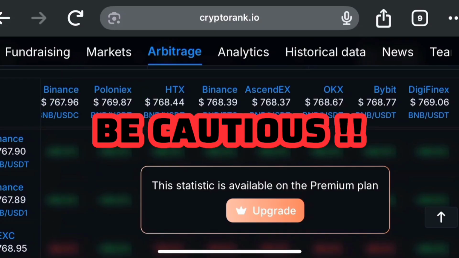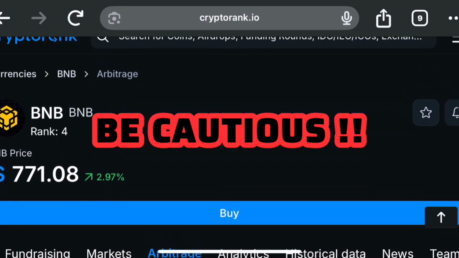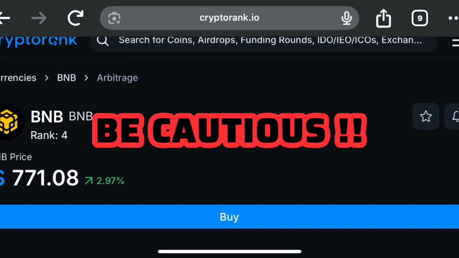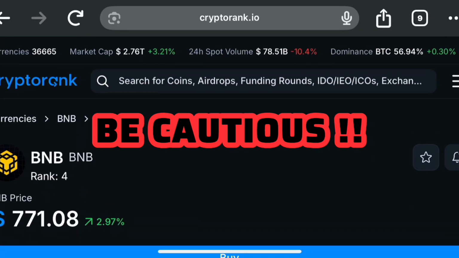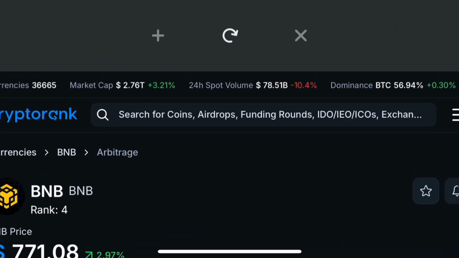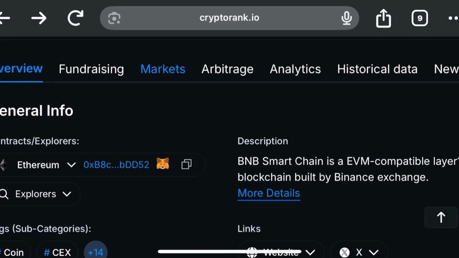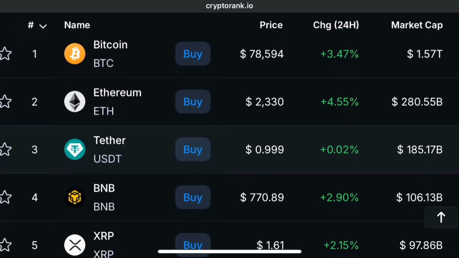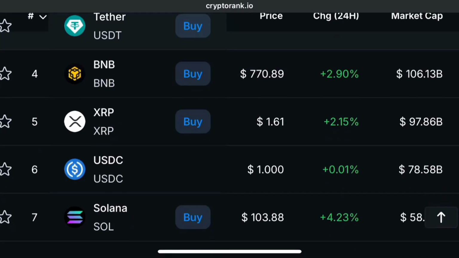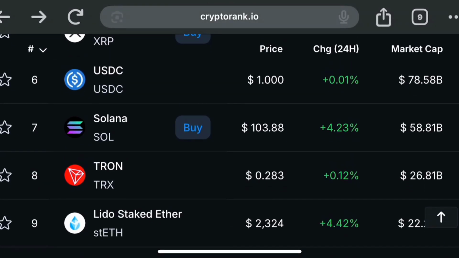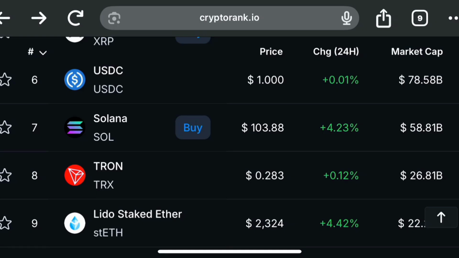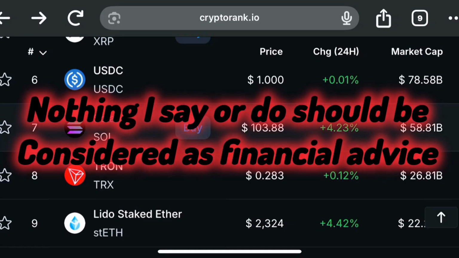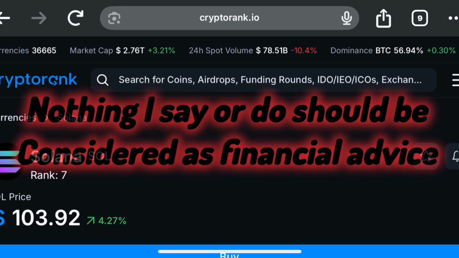It's not necessary for you guys to upgrade your CryptoRank account immediately. I'll advise you to first of all make profits from your arbitrage, and once you find out that you're really making profits from your arbitrage and that CryptoRank is a tool that gives you the right insights on various cryptocurrencies, then I'll advise you guys to upgrade your accounts to premium accounts. So guys, make sure you do your research and check out for cryptos that have lesser fees. All the things I teach here are for educational purposes only, so nothing I say or do in this video should be taken or considered as financial advice, please.